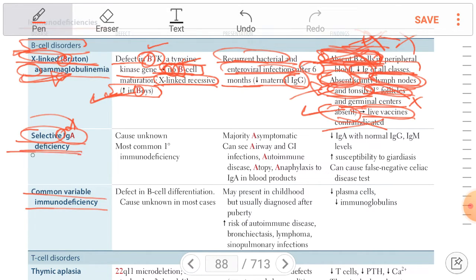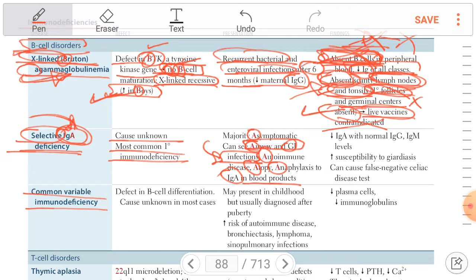So selective immunoglobulin A deficiency: the cause is unknown, and it is the most common primary immunodeficiency. A for asymptomatic, A for airway and GI infection. Why? Because immunoglobulin A covers mucosal surfaces, so airway and GI will be susceptible to infections because of immunoglobulin A deficiency. Then A for autoimmune disease, A for atopy. Then the most important one: anaphylaxis to immunoglobulin A in blood products.